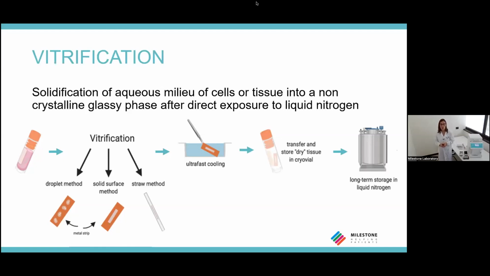In vitrification, a few microliters of sample are put on a solid surface or inside a small glass tube, and then directly immersed in liquid nitrogen. After this super fast cooling, samples are transferred into sterile cryovials and then into the biobank freezer.